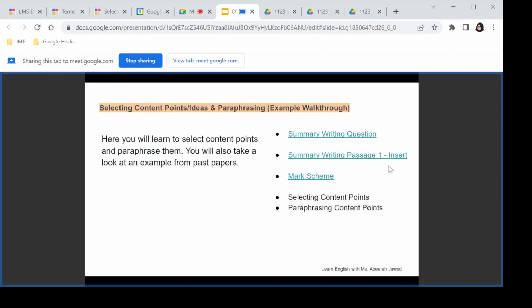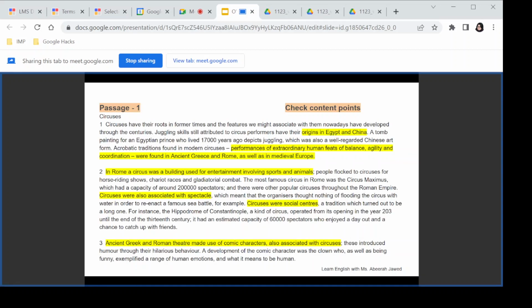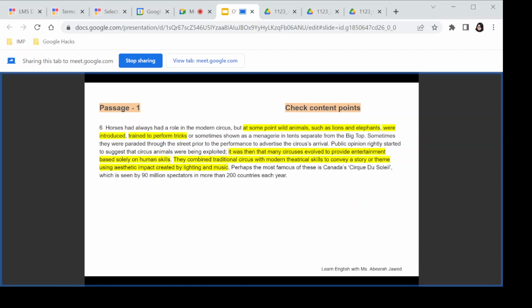Let's move on. Miss, I have a question. Can you display that page again? Which one? This one? The last one, the seventh paragraph. This is the sixth paragraph. Yes, with the highlights. But Miss, the point that you just mentioned, how will we extract that? Because will we be writing public opinion rightly started to suggest that?